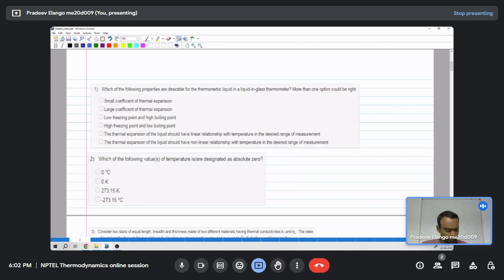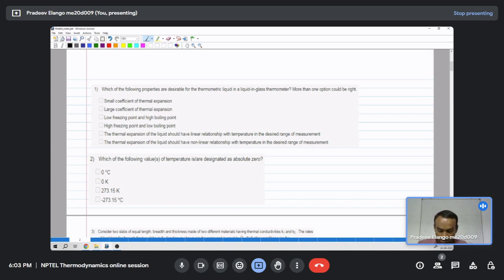Today I will solve the problems that were given in the week 3 assignment, and then I have some problems on work and heat transfers. So the first question is, which of the following properties are desirable for a thermometric fluid in a liquid in glass thermometer? More than one option could be right.